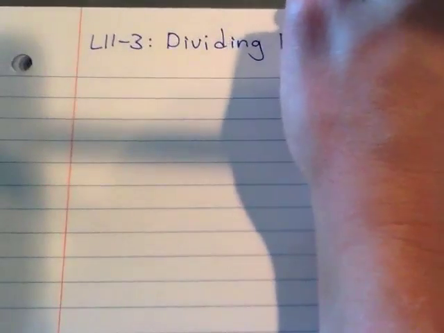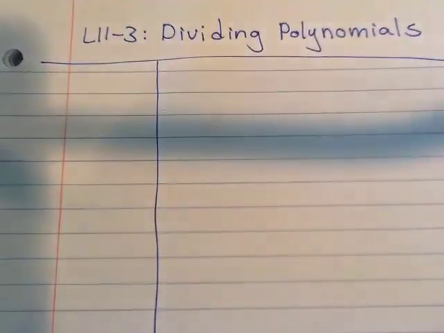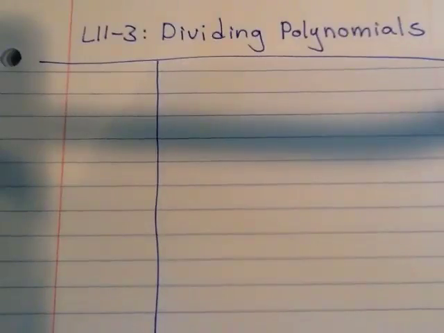The first one is an example of dividing a polynomial by a monomial, which you've actually done before, but it just shows you the difference. So this is dividing polynomials. It's lesson 11.3. And I'm going to walk you through the first example, and then we'll write a little bit about it.